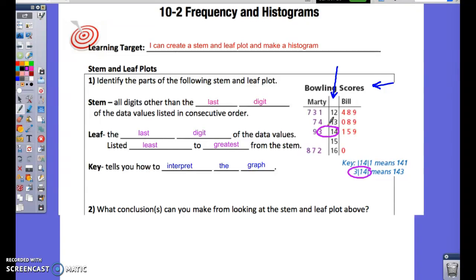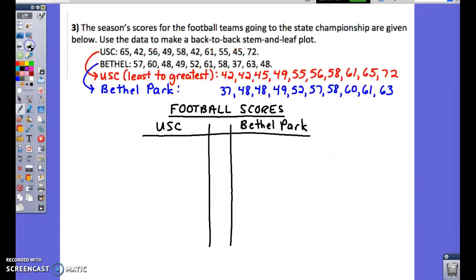As far as number two, what conclusions can you make from looking at the stem and leaf plot above? Basically, if you take a look, they're pretty similar, but these three data values right here, I would say that shows that Marty is definitely a little bit better bowler than Bill because he does have the higher values.